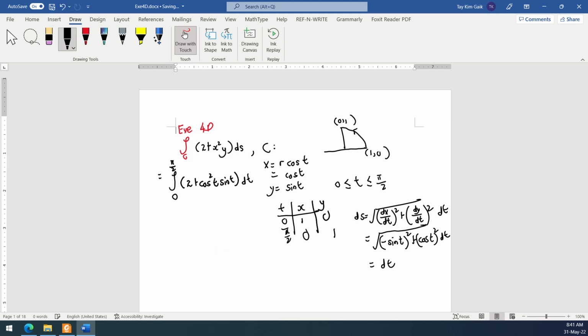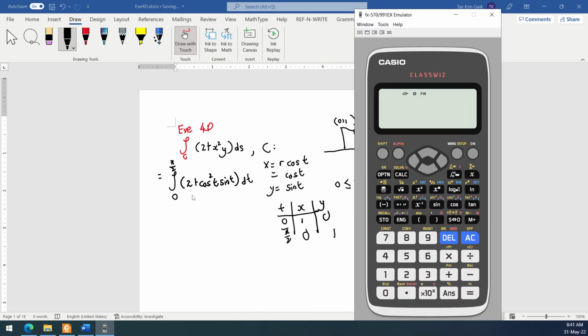Then you can just directly use your scientific calculator to quickly obtain the integral result. We have 2 plus cos squared, so I put cos in brackets and then square it, multiply sin. The calculator integrates in terms of the variable x, so x from 0 to pi over 2. Make sure it is in radian. Error, it cannot integrate. Oh, I left out one closing bracket.